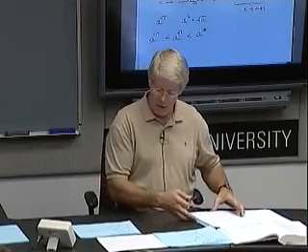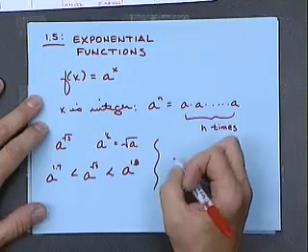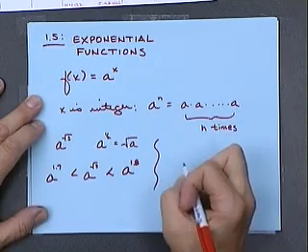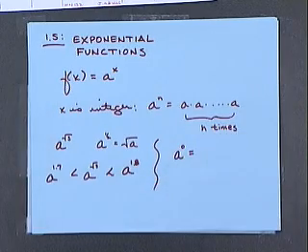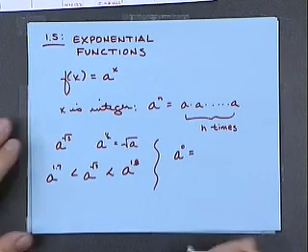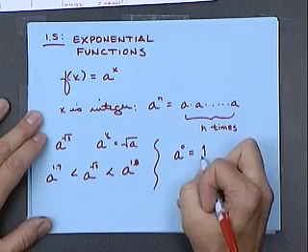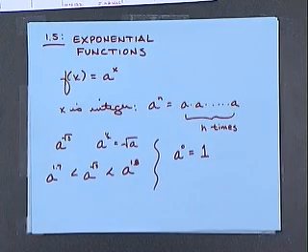Here's another one that's a little pesky to deal with. A to the 0. So we know that means 1, but there are, I think, 2 really, really good reasons why a to the 0 is 1. Can you think of those?